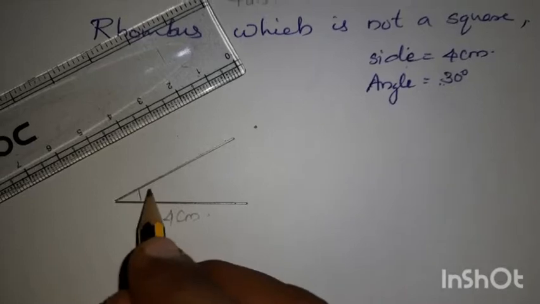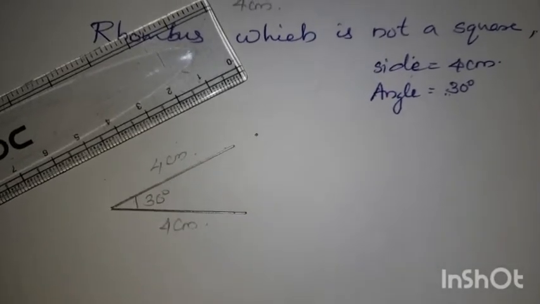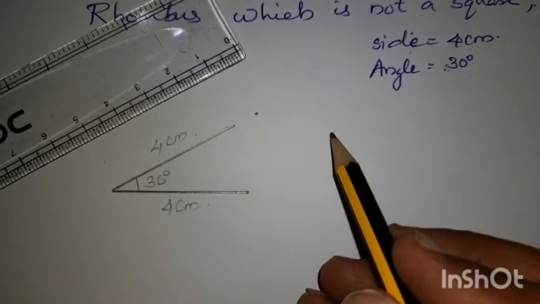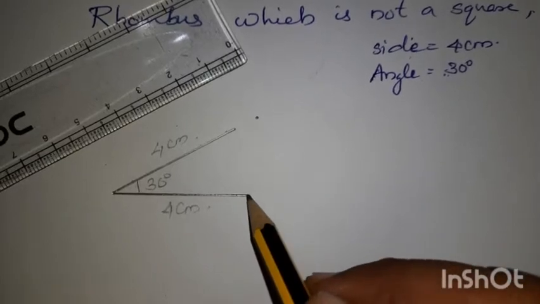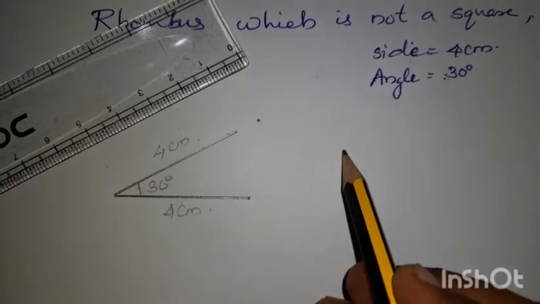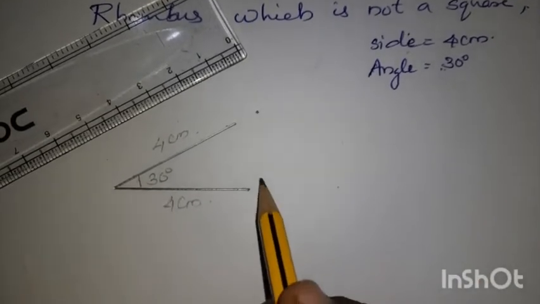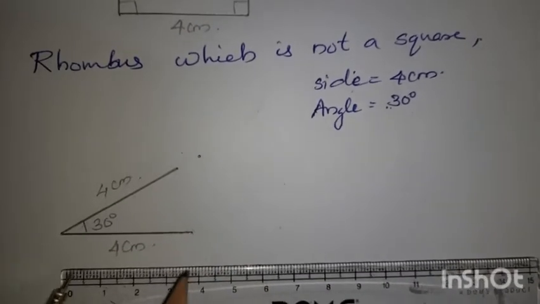So this angle is 30 degrees. This is a 4 cm line. Then from here also you should draw a 4 cm line. So for that, either you can use a compass and mark 4 cm and draw an arc. From here also draw the arc. Otherwise, you extend this line and take again angle 30. So I am drawing with the compass.